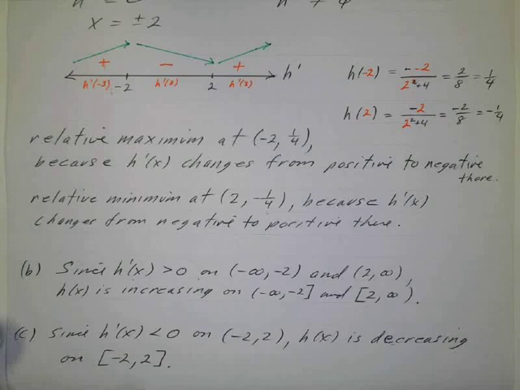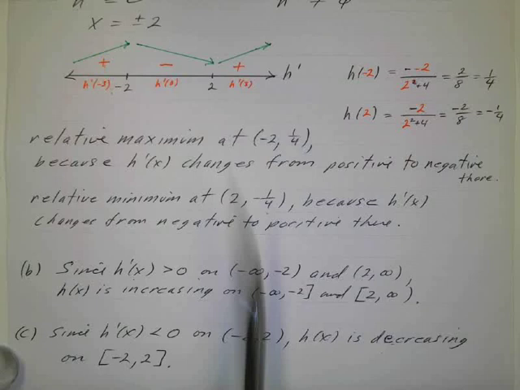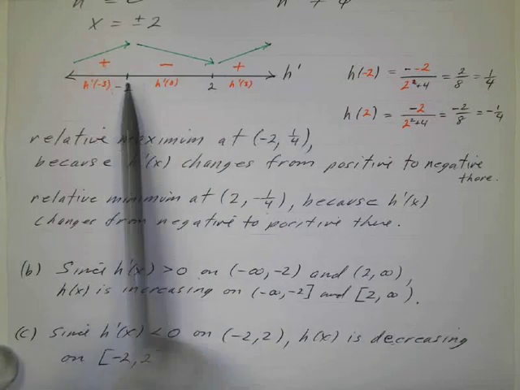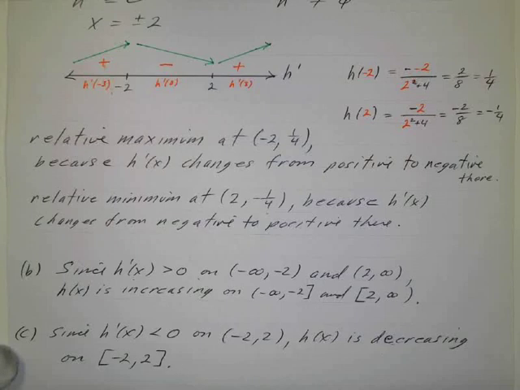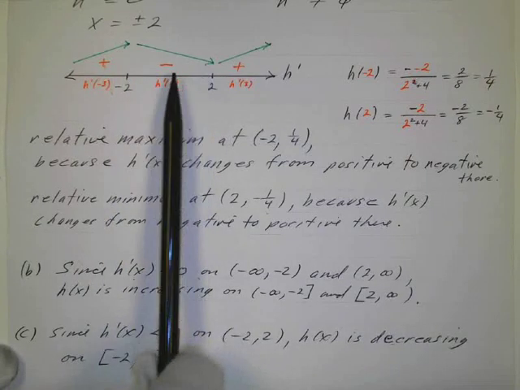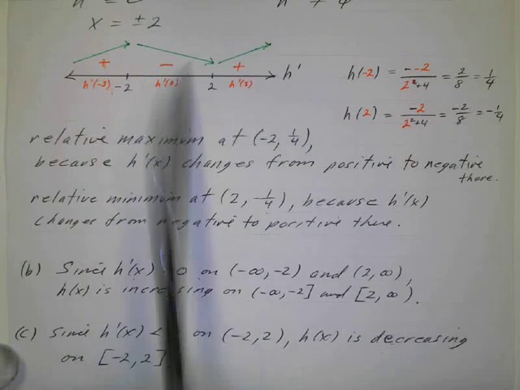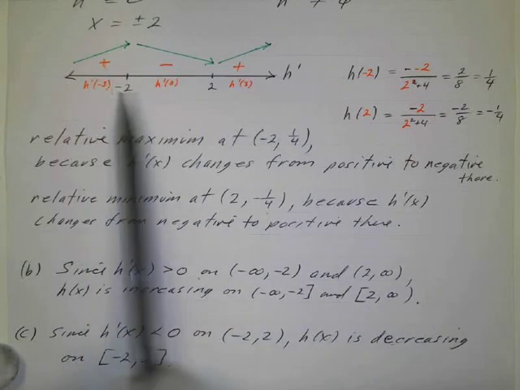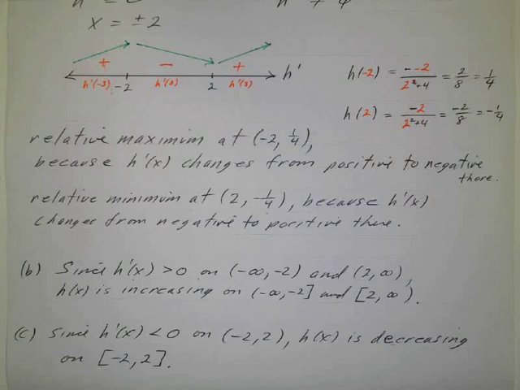Okay. Now, since h prime is negative on the open interval from negative 2 to 2, we say that the function is decreasing. Since the derivative is negative, the function is decreasing on the closed interval, negative 2 to 2. Okay? So take a look at that, and I hope that helps.